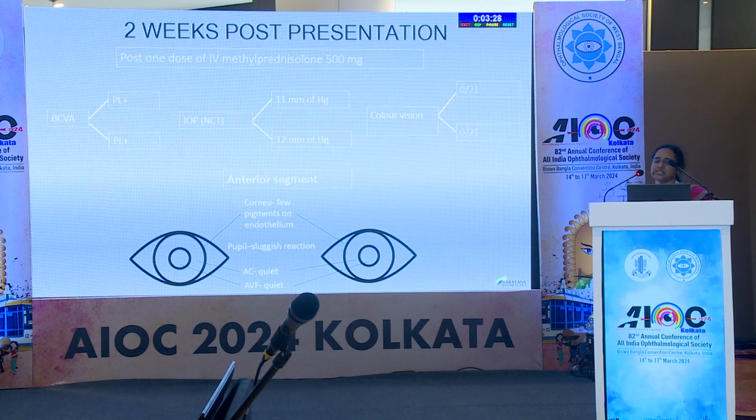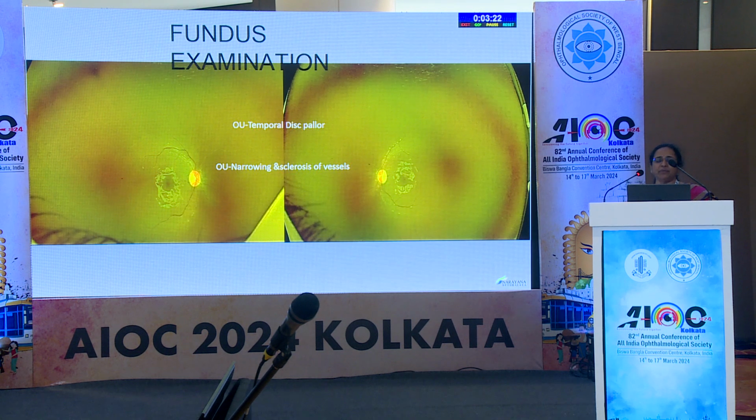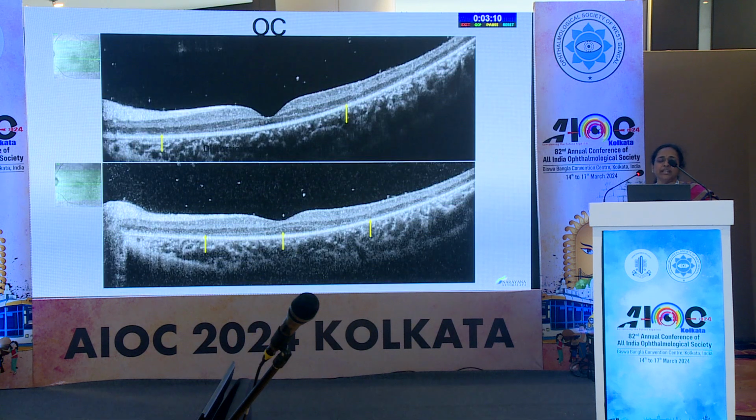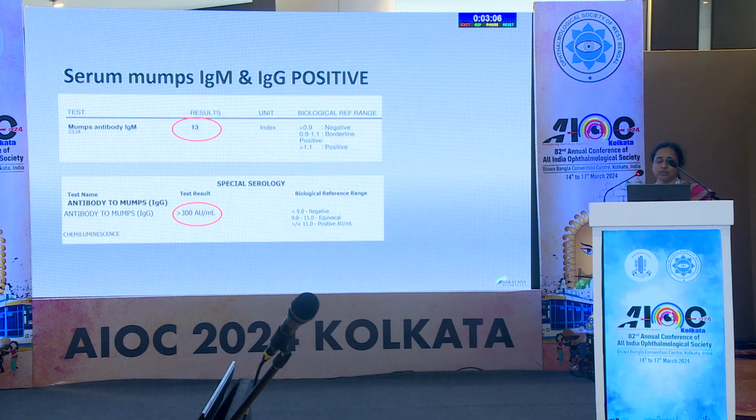However, the patient presented to us after 2 weeks. By then the visual acuity, perception of light, and anterior segment findings were the same. The child has developed temporal disc pallor with narrowing of the retinal vessels and sclerosis of the vessels in both eyes. So we could see the resolution of the retinitis lesions, and the OCT outer retinal changes started disappearing. By then we got both mumps IgM and IgG positive.